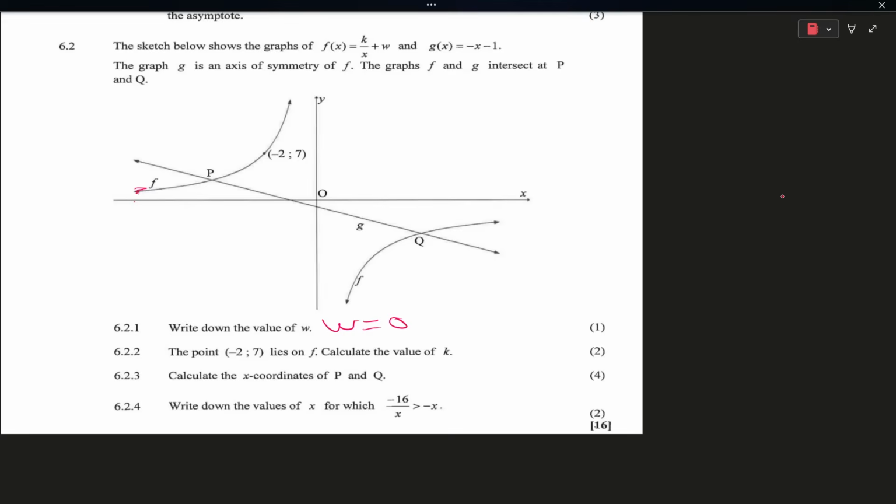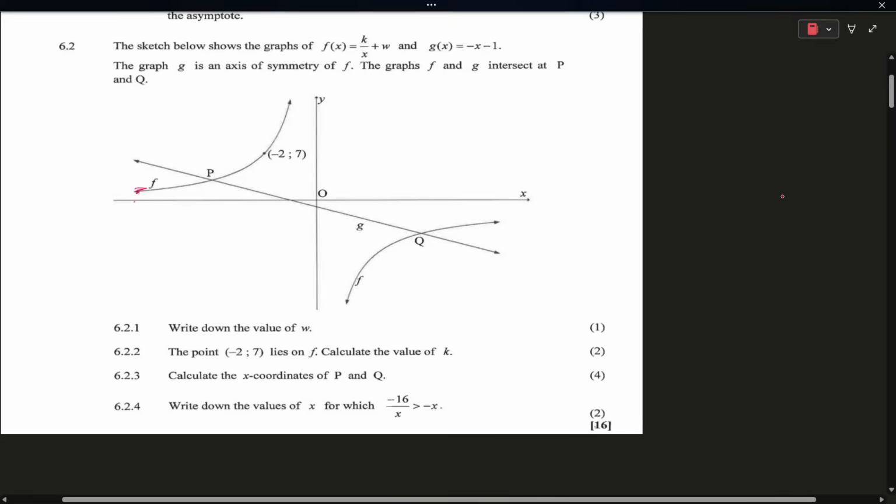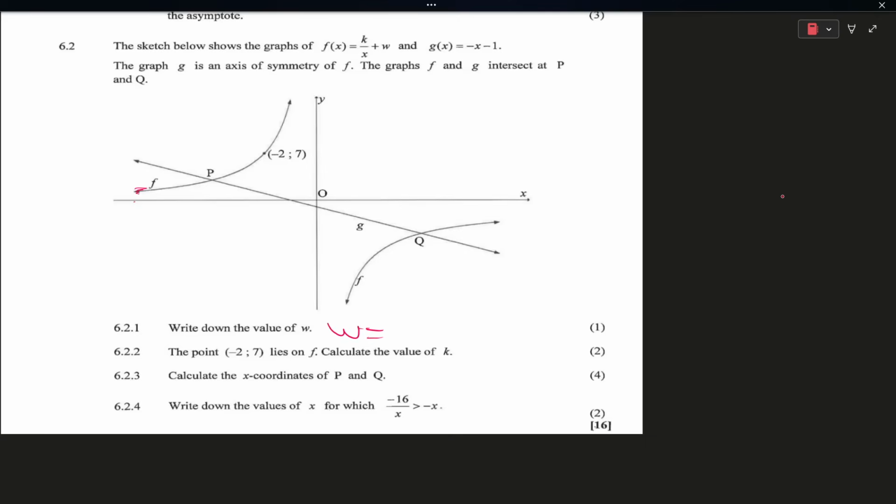The value of w, the line that the graph will never touch. Sorry, it's not 0. It's going to be -1. W is equal to -1, because it will never touch -1. And now 6.2.